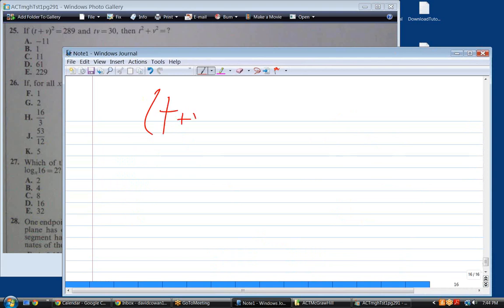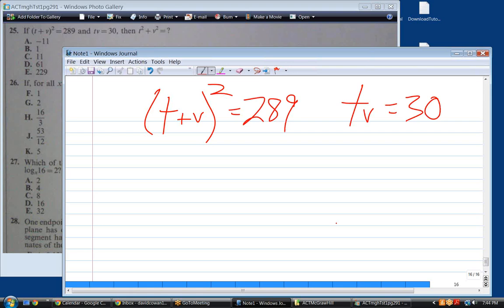Or 25. (t plus v) squared equals 289. tv equals 30. And t squared plus... Okay. Alright, so t times v equals 30. So... what's my first step here?